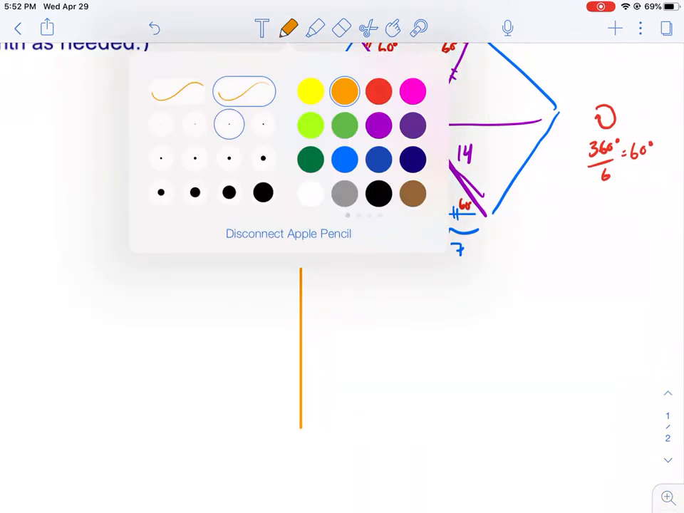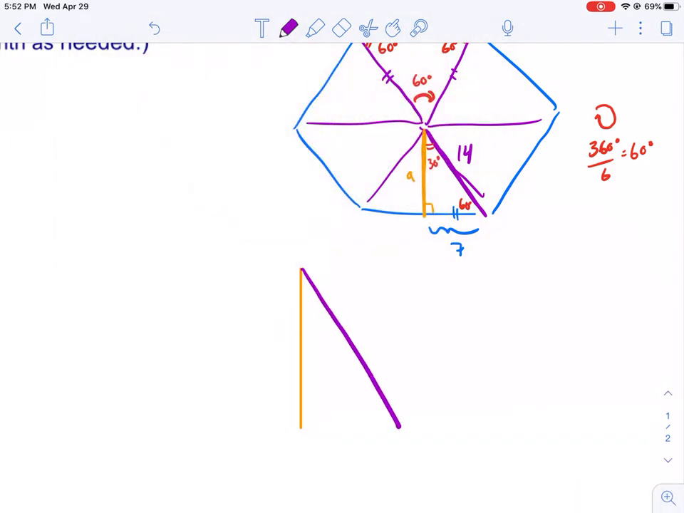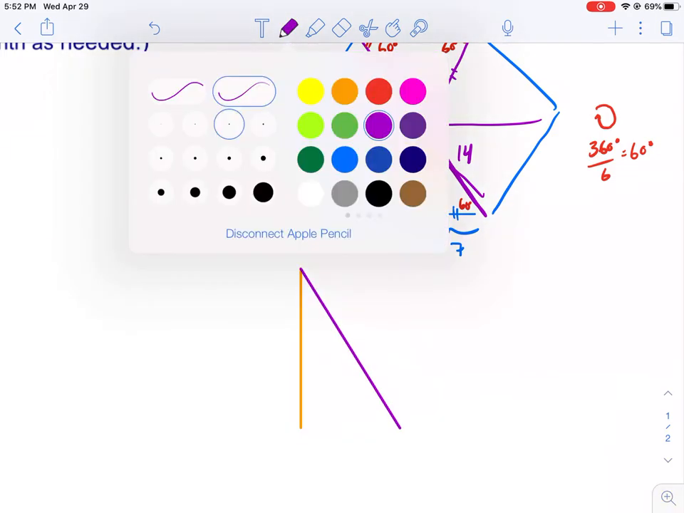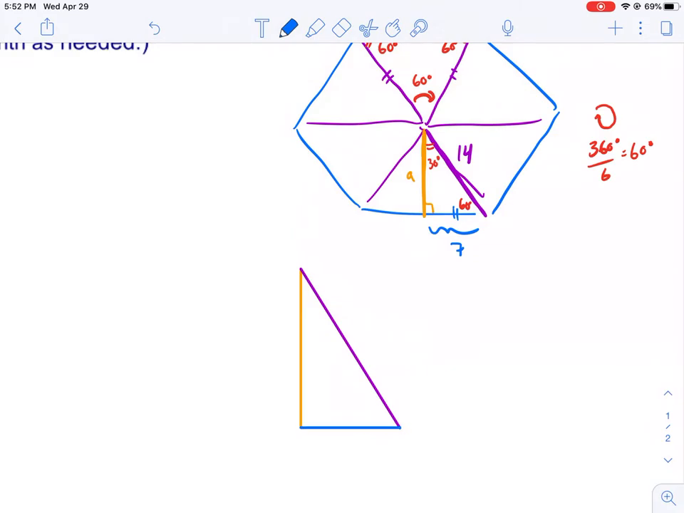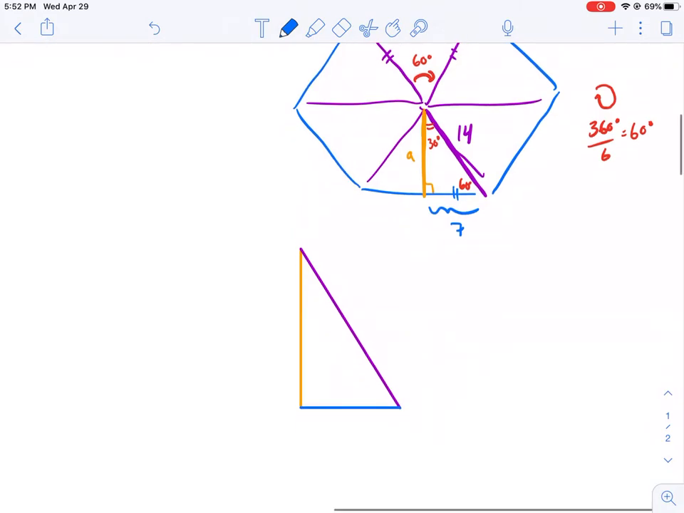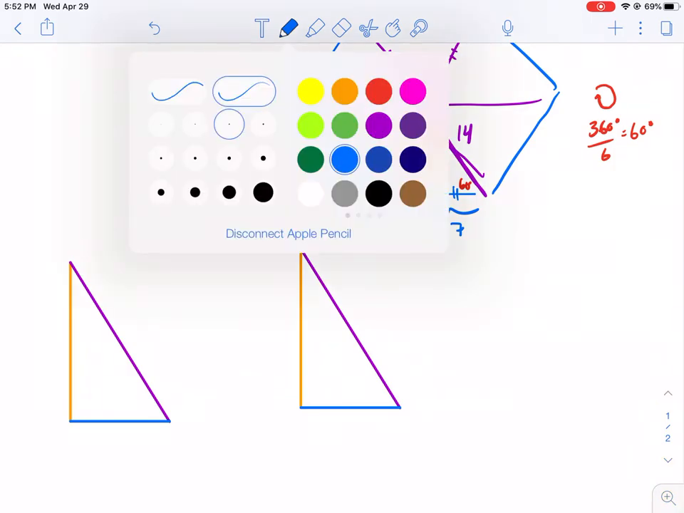It means we have a 30, 60, 90. So what we're going to do is finish drawing it enlarged, and we're going to use this to help us out. So the principles of a 30, 60, 90, let me copy and paste this. Copy, paste. Principles of a 30, 60, 90.